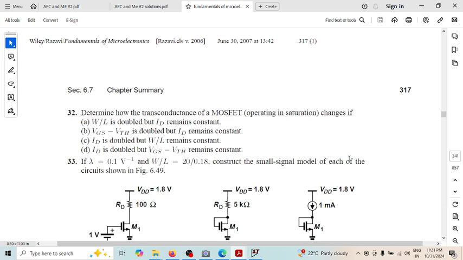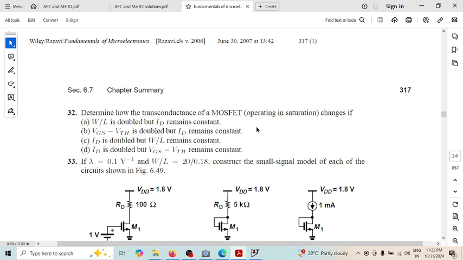Okay, there is another problem, 6.32. Determine how the transconductance of a MOSFET operating in saturation changes if. Oh, we are asked to find how GM changes under the following conditions. Let us try to understand the conditions, A, B, C, D, that have been given.